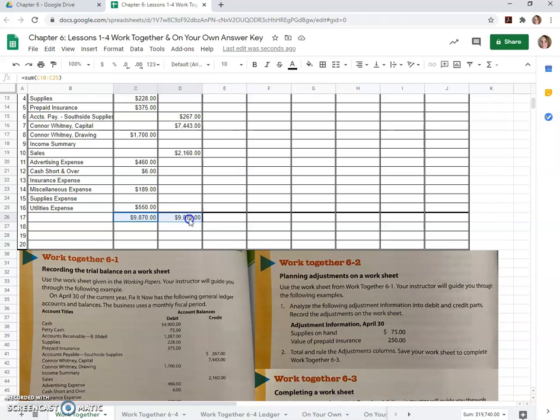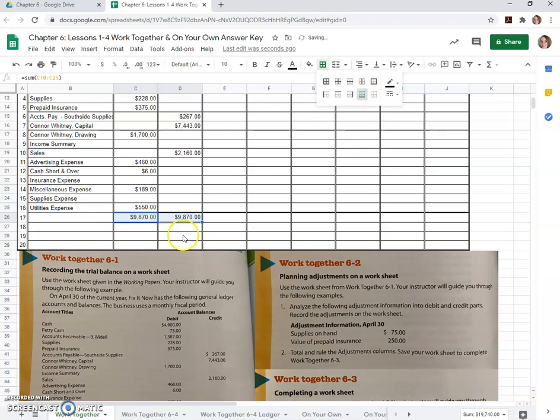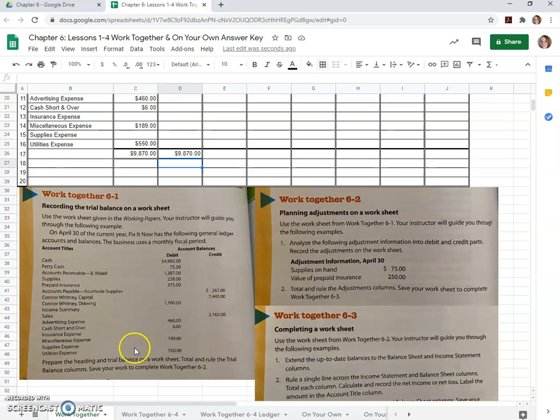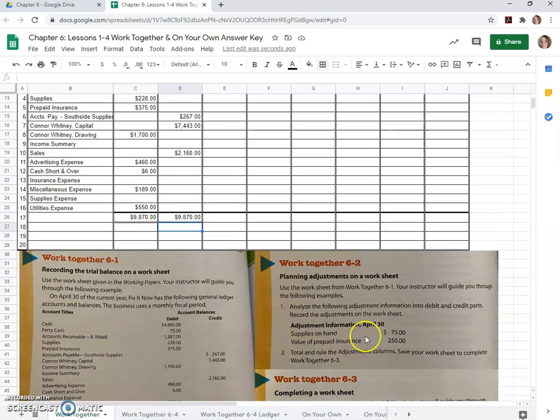Because they're equal, the balances check. We'll come up here and we'll put a double border on the bottom. That means that they equaled. Okay? So that is the end of Work Together 6-1. We finished it up. Now we'll do Work Together 6-2. I'm going to put it on its own video.